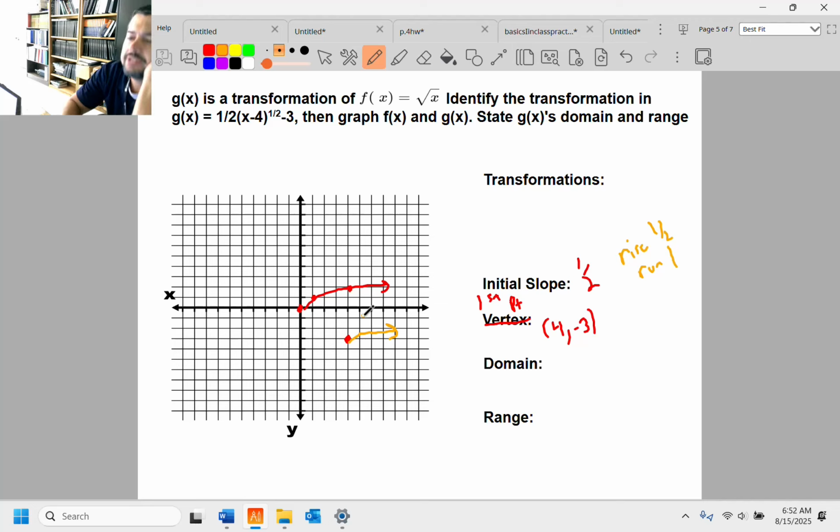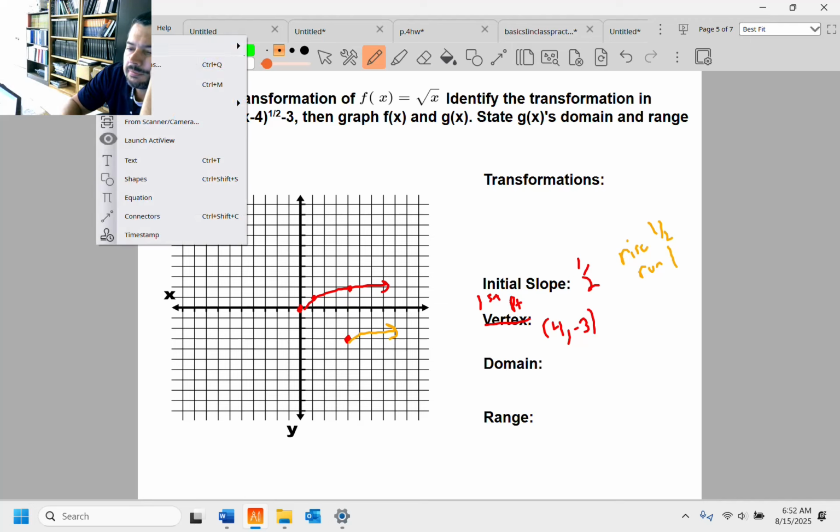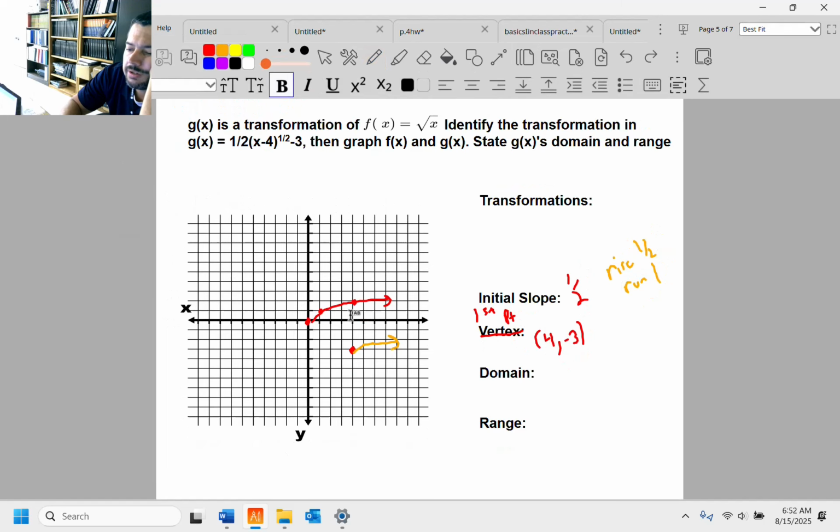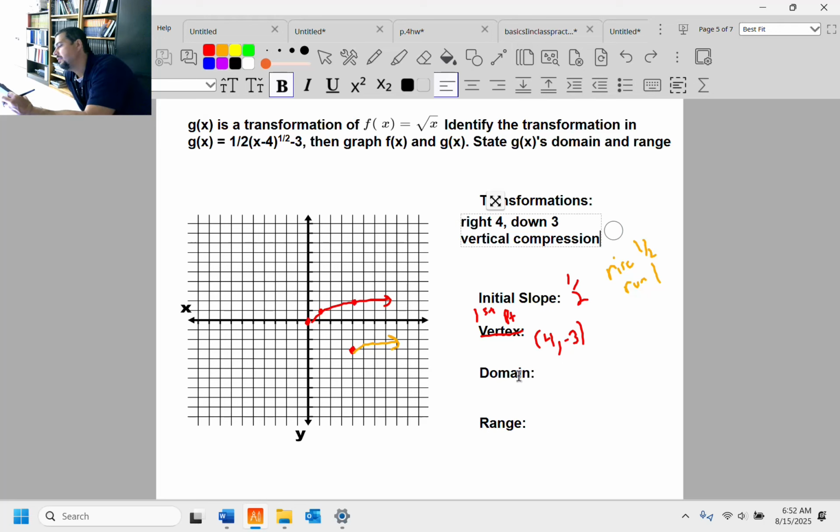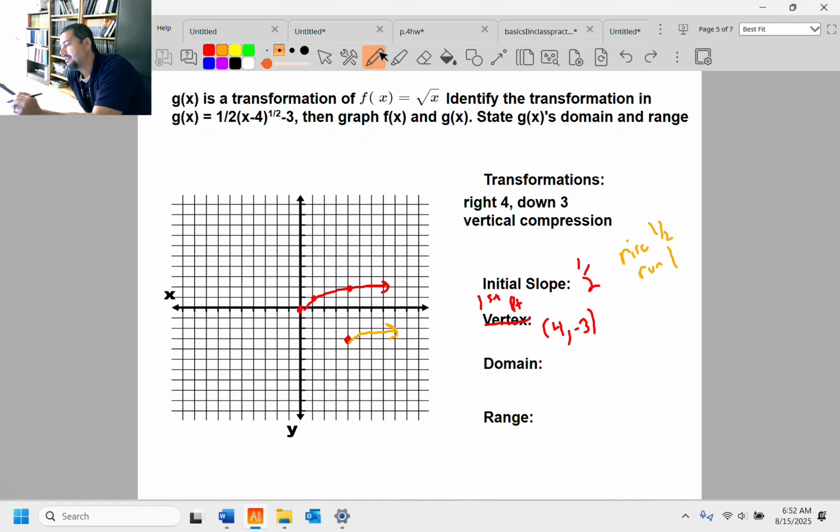So what transformations happen? Obviously there's a shifting. It's not in the same spot, right? It was shifted right 4 and it fell 3. So right 4, down 3. That's a transformation. It has been compressed. There is a vertical compression. Alright, domain. She was shifted right 4 and she doesn't go past that point right there, so 4 to infinity. The range would be -3 to infinity. There you go, boys and girls.